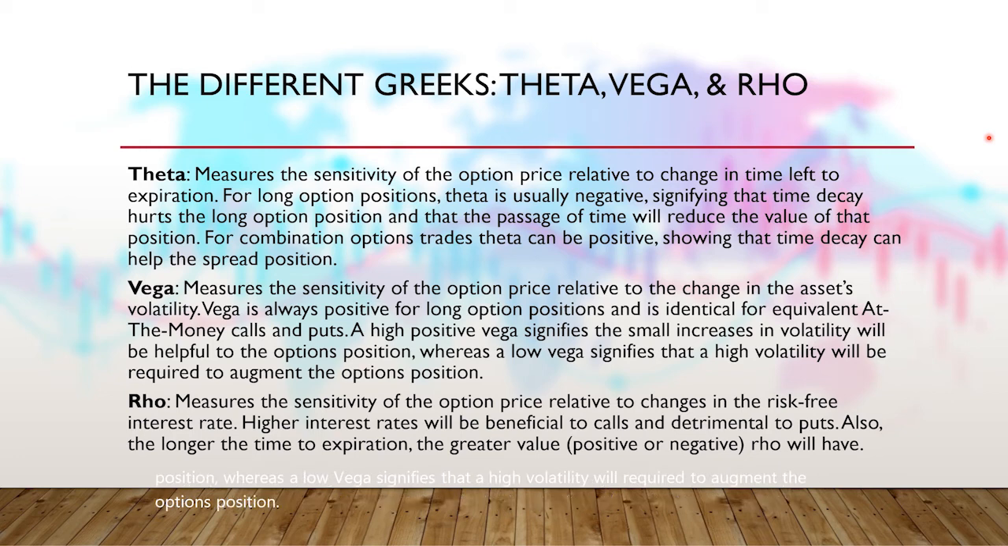Rho, finally, measures the sensitivity of the option price relative to changes in the risk-free interest rate. A high interest rate will be beneficial to calls and detrimental to puts. Also, the longer the time to expiration, the greater the value, positive or negative, rho will have.